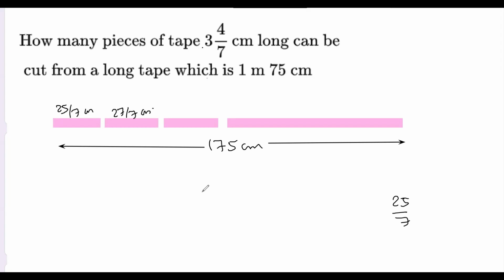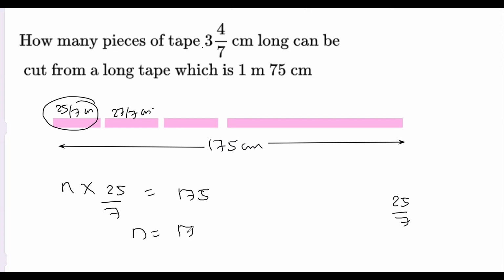We have to find the number of pieces. Let's say the number of pieces is n, multiplied by the length of one piece should give you the total length, which is 175 centimeter. So in order to get n, we are going to transpose this number to the other side. It should give you 175 multiplied by 7 and divided by 25.